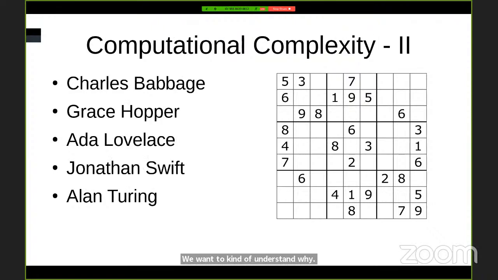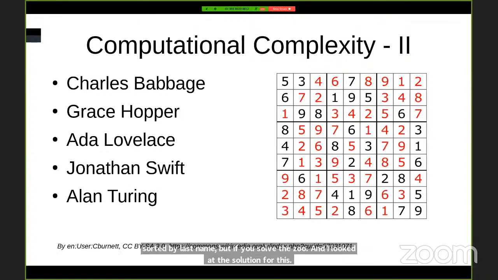So here is the list, on the next line, that is sorted by last name. But if you solve the Sudoku, and I looked up the solution for this, this is the solution for the Sudoku problem. There is another property which should become immediately apparent to you. That if somebody gives you a solution to this problem, the Sudoku problem, you can check it very quickly. So Sudoku has a property that finding a solution is hard, but once you find a solution, it's very easy to verify. Okay, this turns out to be a defining characteristic of a class of problems.